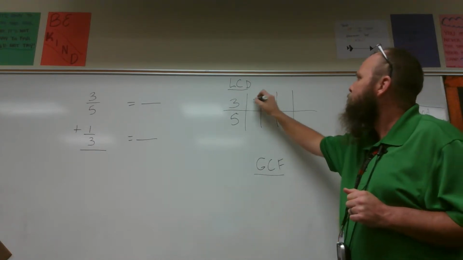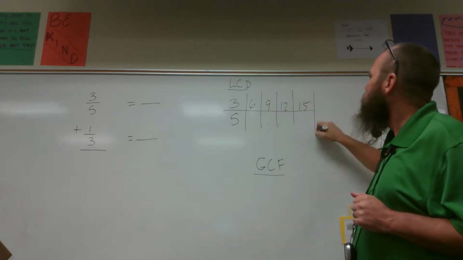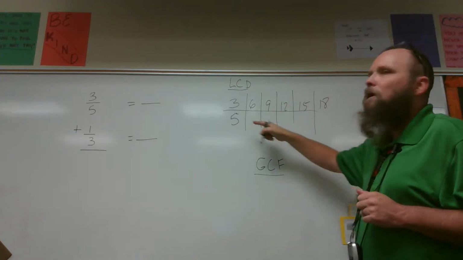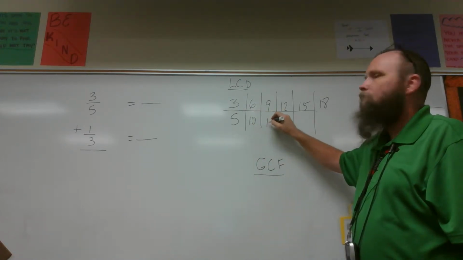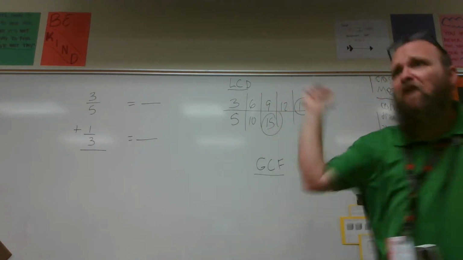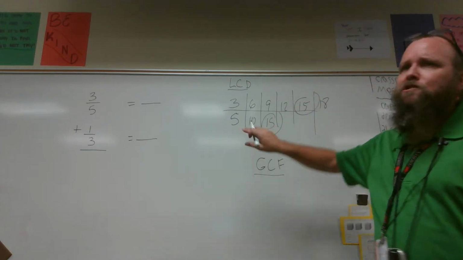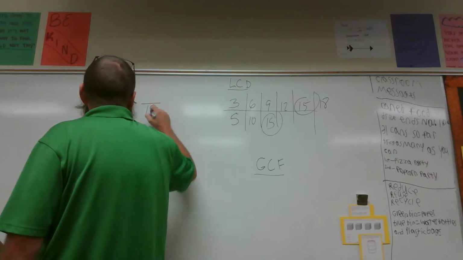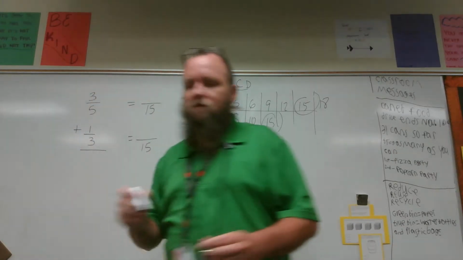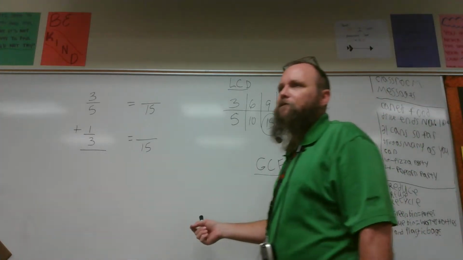3, 6, 9, 12, 15, 18, good. Count by fives for me. 5, 10, 15. Boom! 15 is my least common denominator. That is the first number that appears in both. So I need to change both of these fractions into an equivalent fraction that has a denominator of 15.